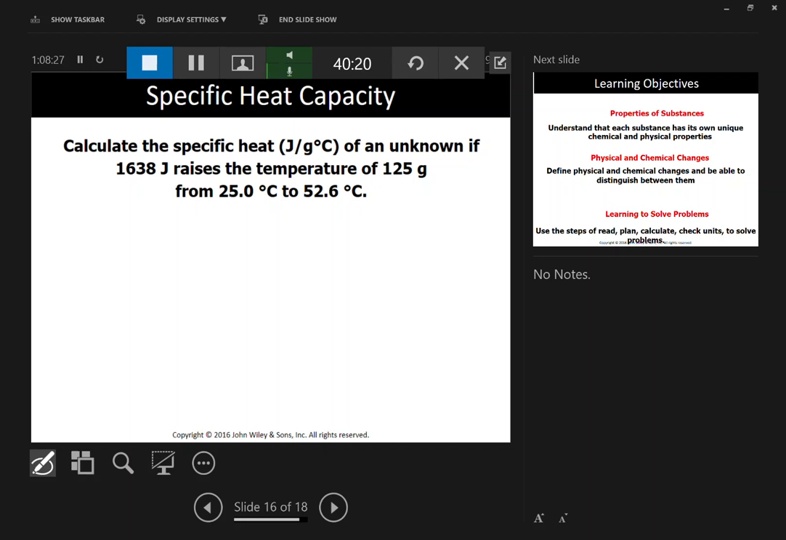So let's see what's given to us. You want to calculate the specific heat, so we're solving for C of an unknown. If 1638 joules, what does that represent, the 1638 joules? That's Q, very good, that's the heat, 1638 joules. How do I know? By just looking at the unit. Raises the temperature of 125 grams, so mass is 125 grams. From 25 degrees Celsius, so T1 is 25 degrees Celsius, to T2, which is 52.6 degrees Celsius.